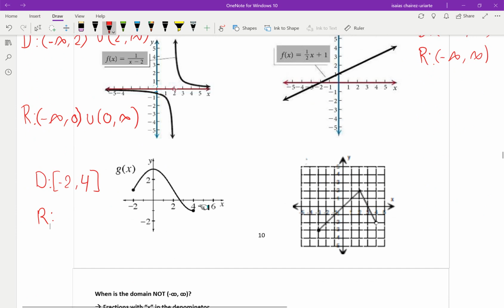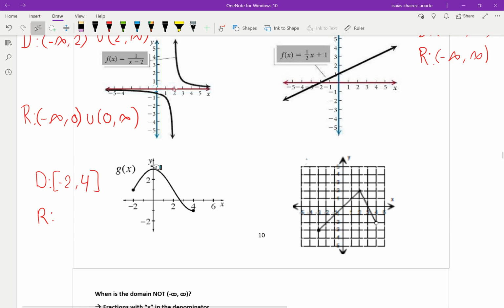I would say the domain, so how far down, how far up does it go? Let's see, looking at the y-axis, how far down, how far up? It went down as far as here, so that looks like -1. And it goes up all the way to pretty much just right there. I'm going to call that 3. So it looks like the range is from -1 to about 3.